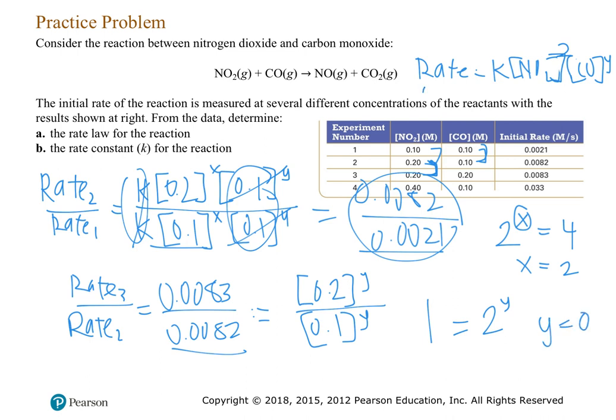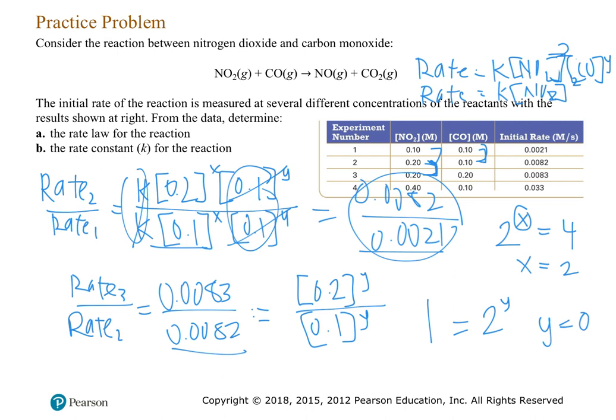So what we get for our ending rate law is rate equals k times nitrogen dioxide to the second, and carbon monoxide to the 0, which is just 1. So now in order to find k, the rate constant, we just need to plug into our rate law. Any experiment will do to get that.